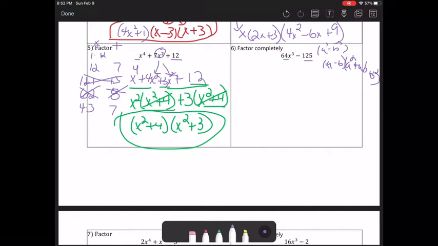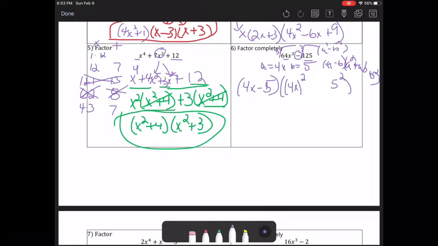Before I start this problem, the first thing I do is take the cube root of each part so I know what a and b are. In this case, a is going to be 4x, and b is going to be 5. So we're just following the formula. It is a minus b, and it's minus because your middle term was minus. Then it's going to be a squared, and I know my last term is b squared.